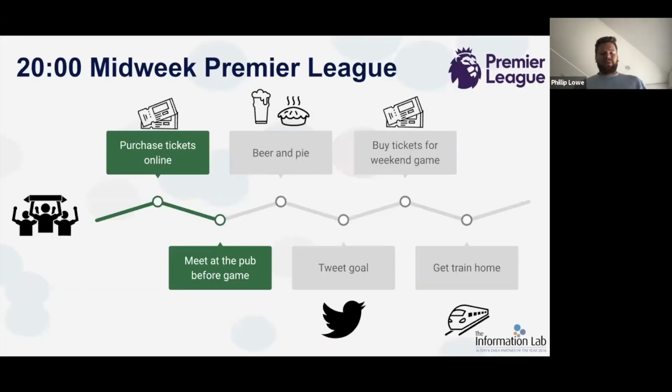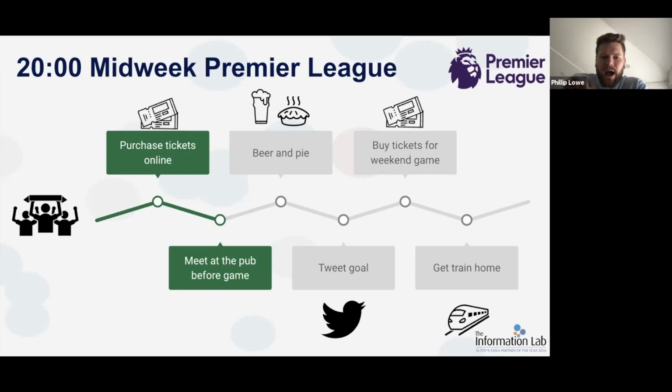Okay, so we've got a fan, say his name's Joe, and it's a midweek Premier League game. So Liverpool versus Brighton. So we're expecting a bit lower attendance because it's midweek, an average ticket price. And because it's midweek, you might get some non-season ticket holders attending.